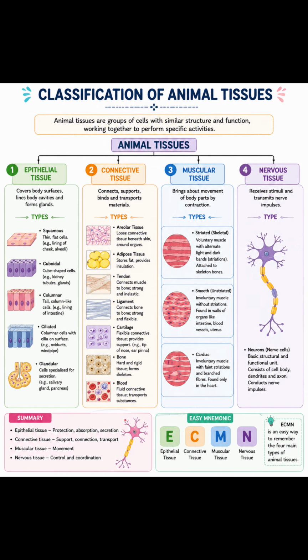Next is the connective tissue. The first type is areolar connective tissue, which is present just beneath the skin, just beneath the layer of the epithelial tissue, and it is providing protection to all the internal organs of our body from any kind of external injury. Next is adipose tissue, which is storing the fat, and it is also protecting our body heat.